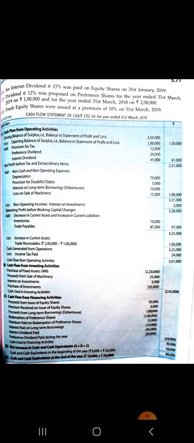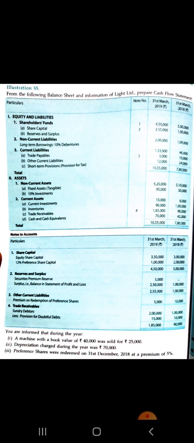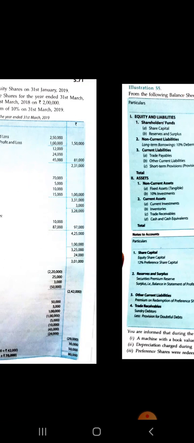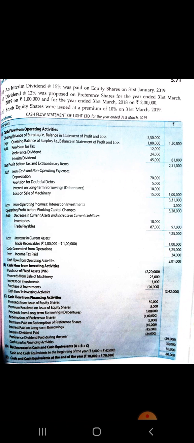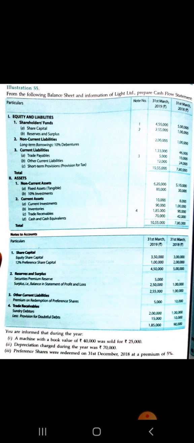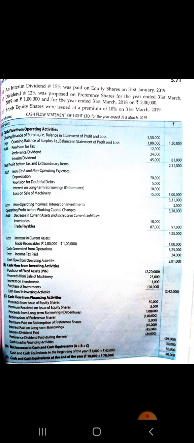Next, interest on long-term borrowings, that is interest on debentures. Interest on debentures, interest payable 10%. Previous year's amount 10,000. Interest is 10% of 1 lakh, rupees 10,000. Loss on sale of machinery 15,000. Adjustment number 1. Machinery of book value 40,000 was sold for rupees 25,000. Loss on sale 15,000 is added.